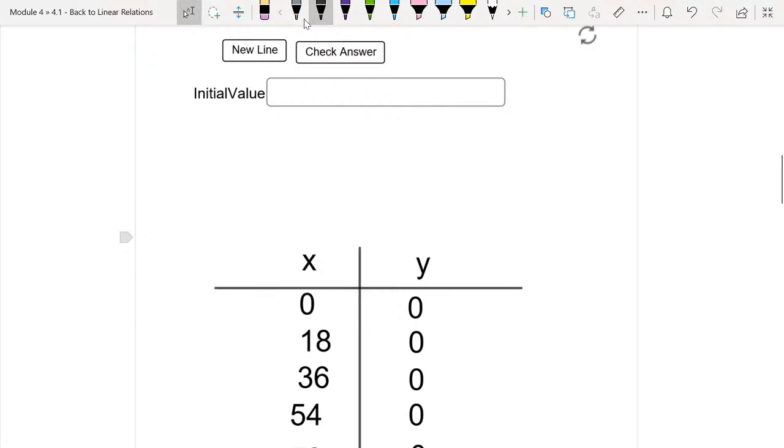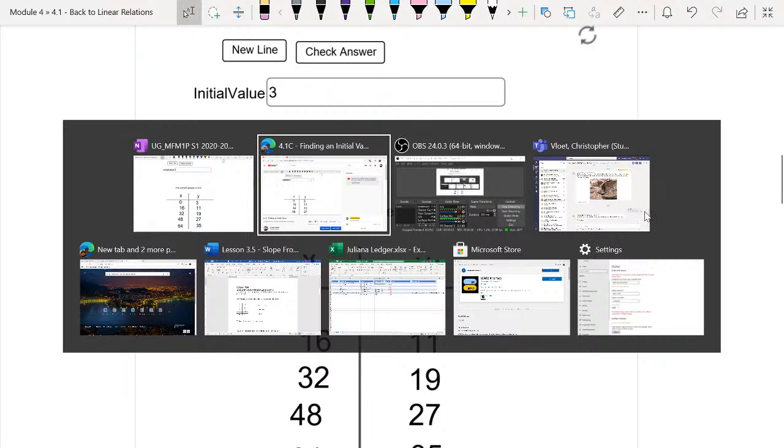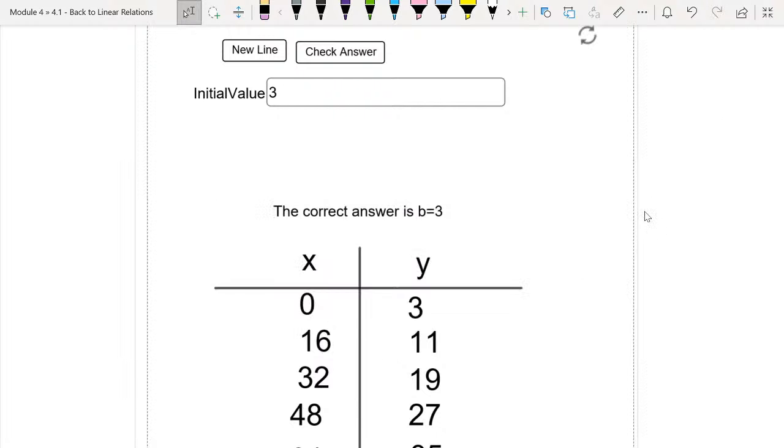These should be very easy for you. Here, when the x is 0, the y is 3, so the initial value is 3. We can check that answer. Again, this table is boring because it's always the first one, but that's okay. We just want to get used to practicing that, and then in a minute, we will look at what to do when it's not.